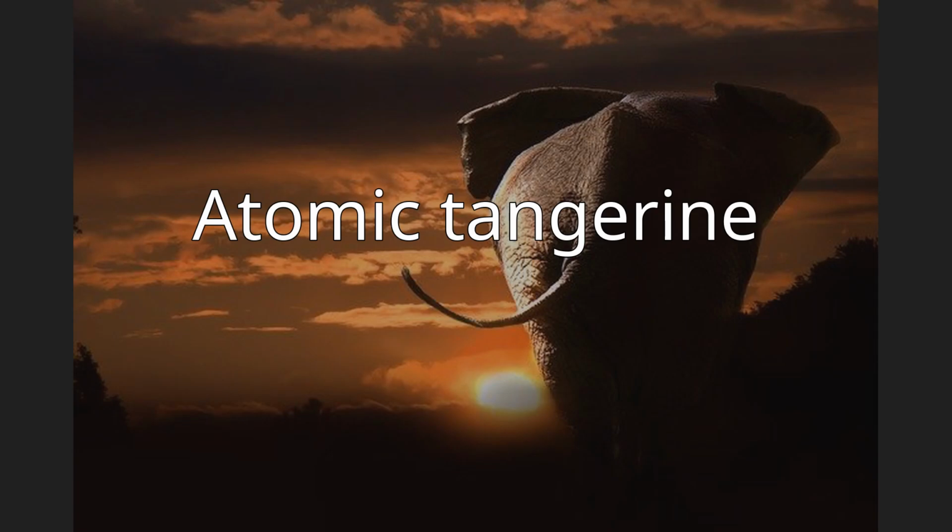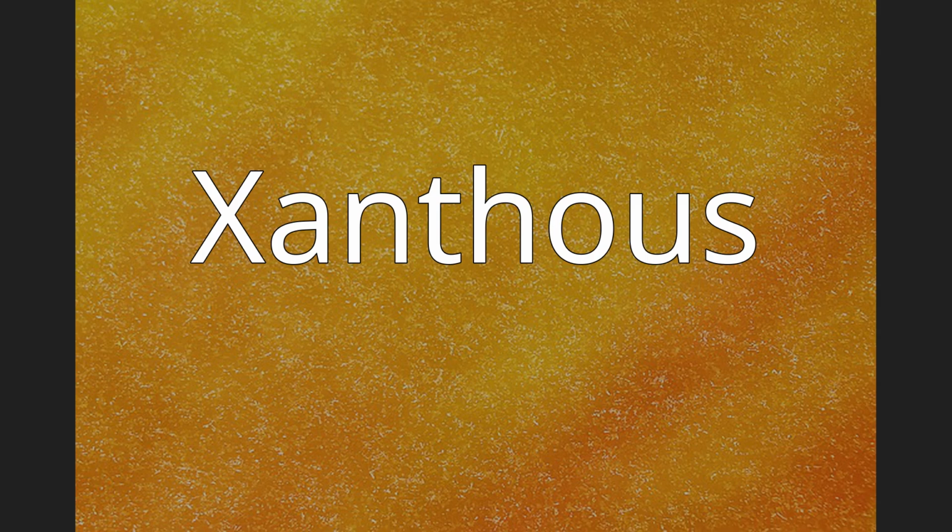Atomic tangerine. Atomic tangerine was formulated by Crayola in 1990. Atomic tangerine is supposed to be a fluorescent color, but there is no mechanism for showing fluorescence on a flat computer screen. Xanthous. The name of the color xanthous is derived from xantho-, meaning yellow or golden, from the ancient Greek xanthos, and -ous, meaning full of, from the Latin adjectival suffix -osus.